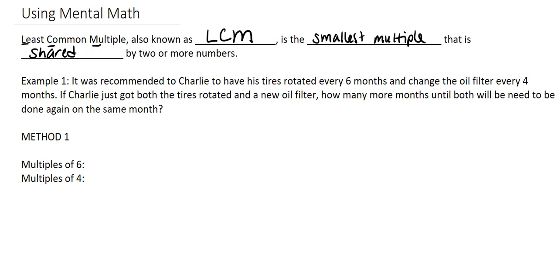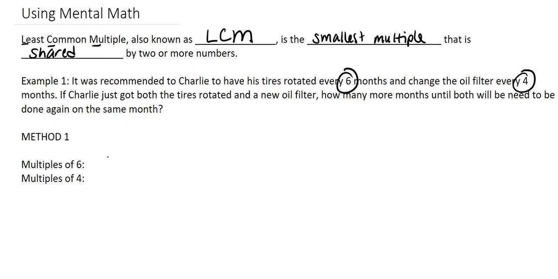It's recommended for Charlie to have his tires rotated every 6 months and change the oil filter every 4 months. So if Charlie just got both the tires rotated and a new oil filter, how many more months until both will need to be done again on the same month? What we're looking at is the multiples of 6 and the multiples of 4. So let's go ahead and do that.